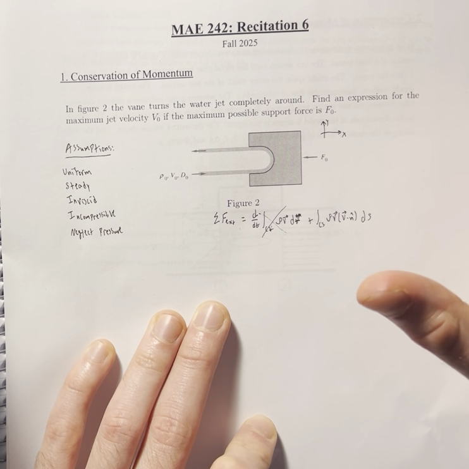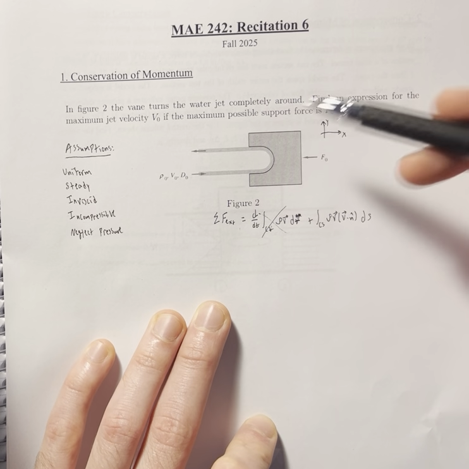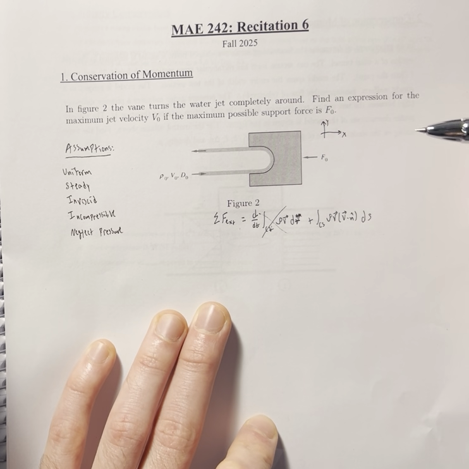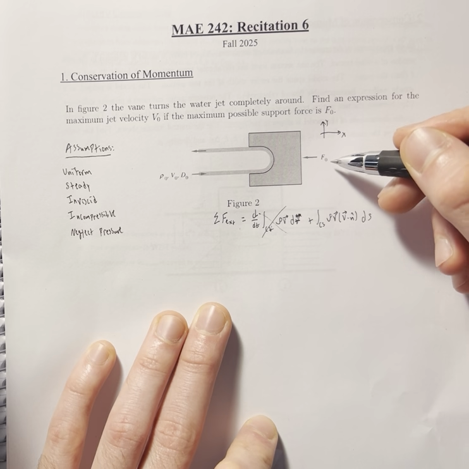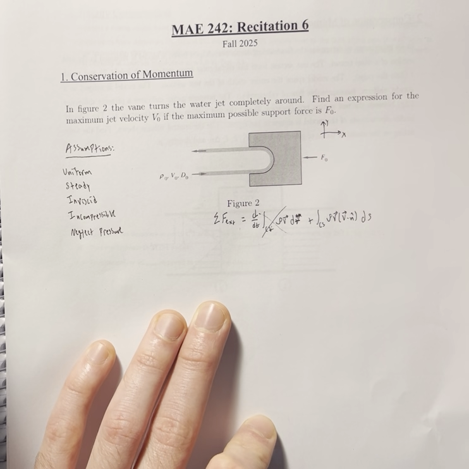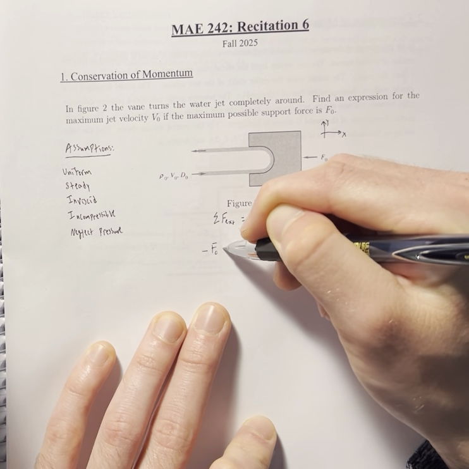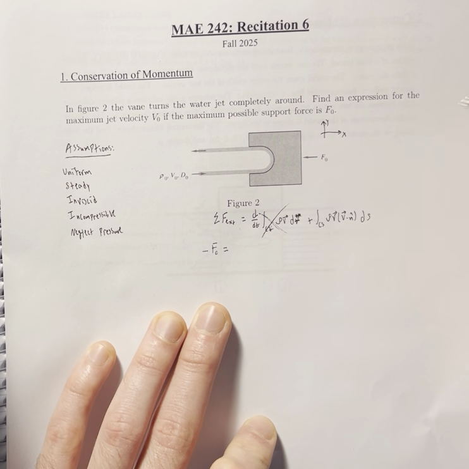It just so happens that we have nothing going on in the y direction, so all we're going to be caring about is this x direction. So what's the only force in the x direction? Well, it's this F naught. And which direction is it pointing? Negative x. So we're going to have negative F naught is equal to, that went to 0, right?